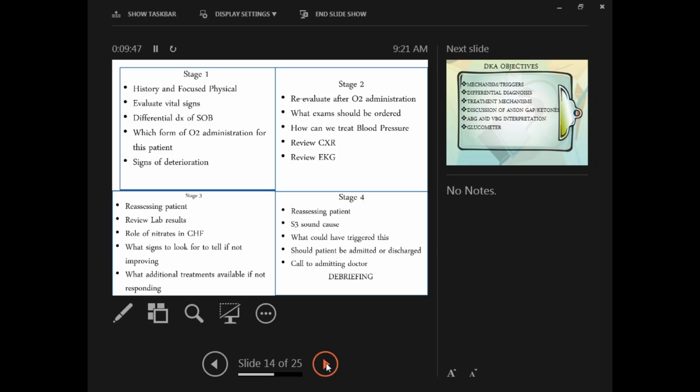So at the beginning of the cases, I usually tell them we're going to have someone in the group speak to either the admitting doctor or the primary doctor, and have to summarize what's going on in the case. And this would be a good opportunity to have someone in the group summarize that. And lastly, debriefing in the last 5 minutes of the case.